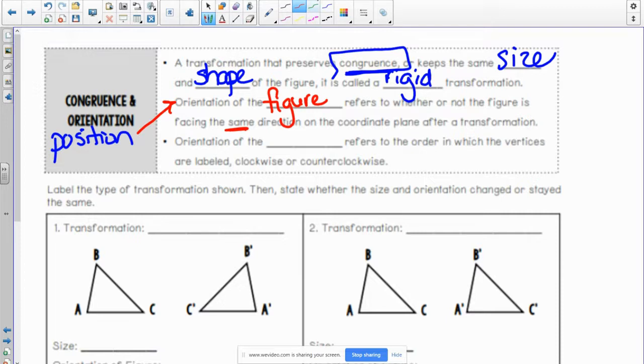The other vocab word, again, orientation or position of the vertices. When we look at the position of the vertices, we look at the order in which the vertices are labeled. So if they're labeled A, B, C, and they're going clockwise, and then you look again and see A prime, B prime, C prime, and it's going counterclockwise, then we'd say the orientation of the vertices has changed.